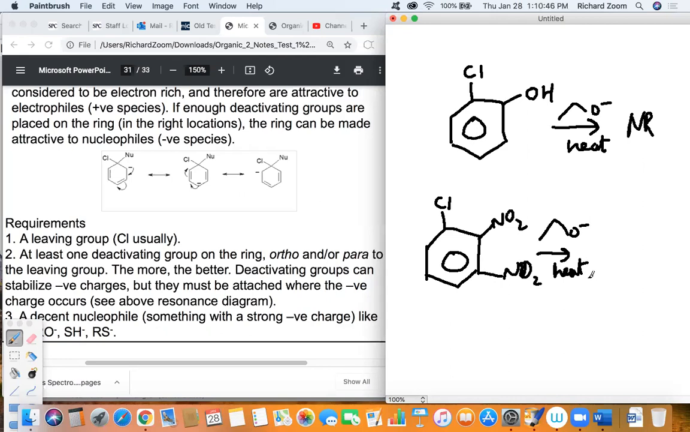All right, what about this one? Now, I will give you a hint here. The NO2 group is a deactivating group. Wouldn't that one also be no reaction? No, it wouldn't actually. It would give you a reaction.